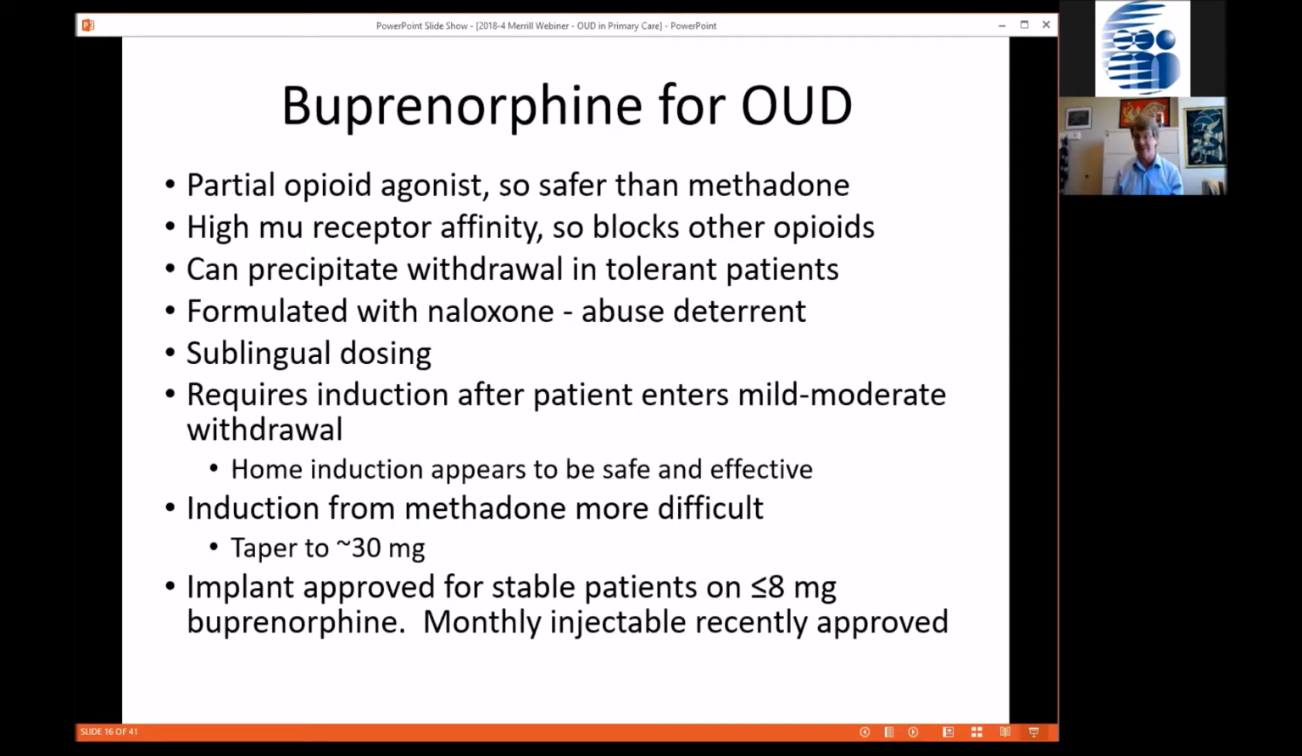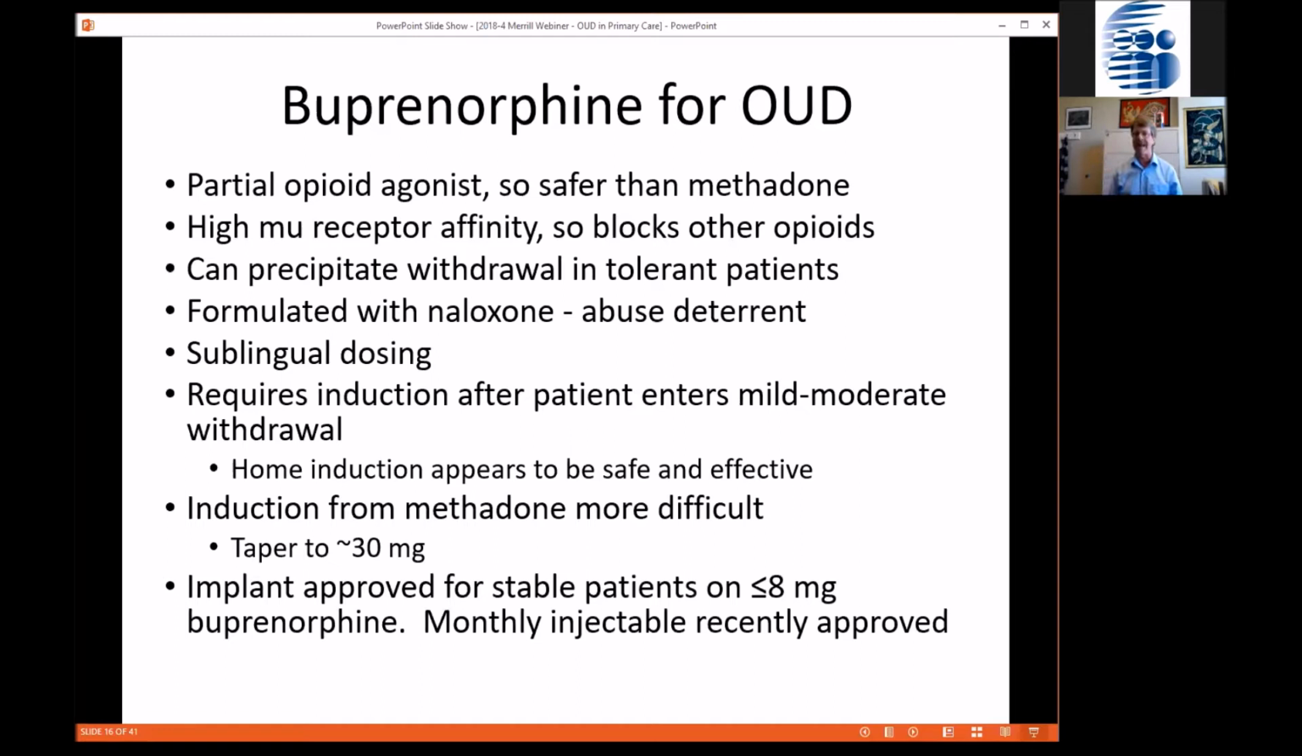And this is risky for patients if they're coming off of a methadone maintenance program where they've been doing well. We really don't recommend people taper from their dose of 80 or 100 milligrams of methadone down to 30, because that really exposes them to risk of relapse. But some people do it, and some people are successful. It's just pretty difficult.